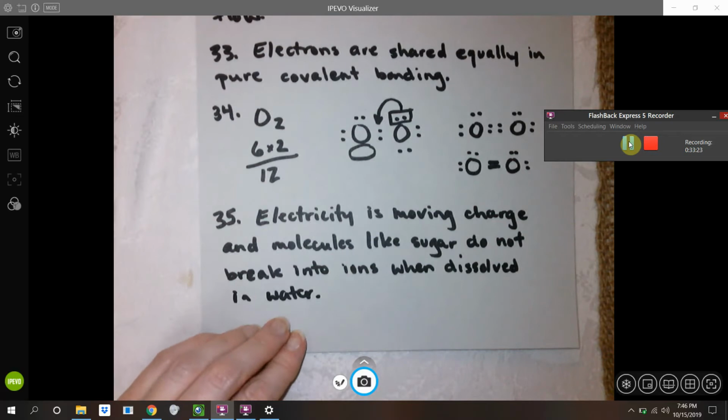So because sugar is not an ionic compound, it doesn't break into ions when we put it in water. It then doesn't have ions that are free to move and be electricity. That's not a thing that sugar can do because it doesn't produce ions. All right.